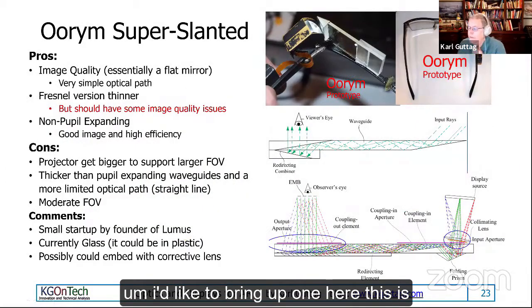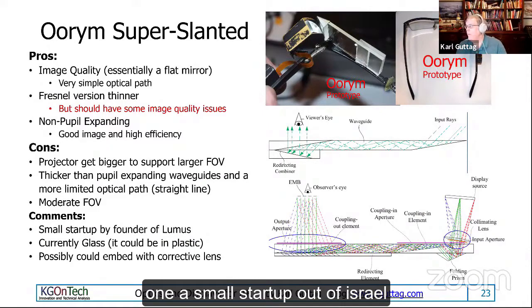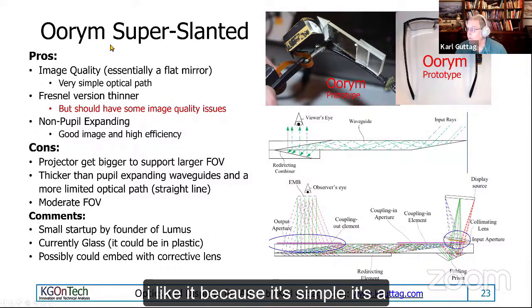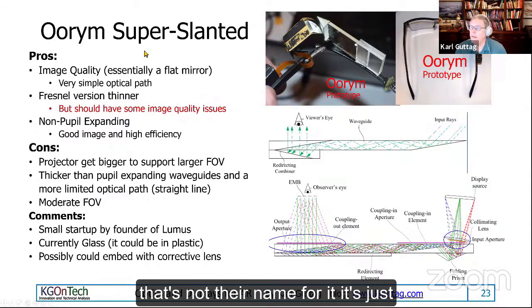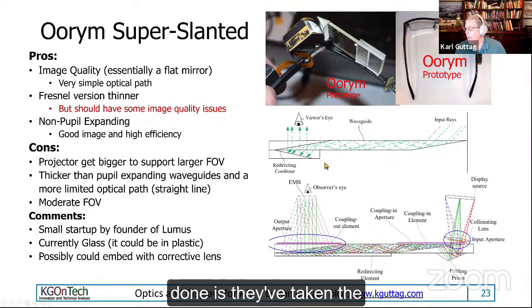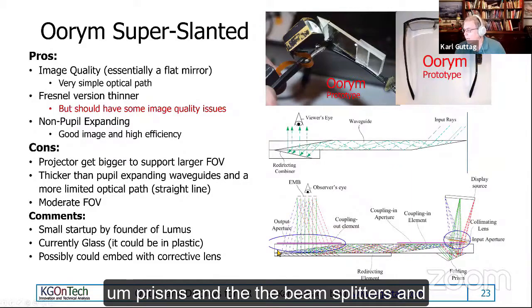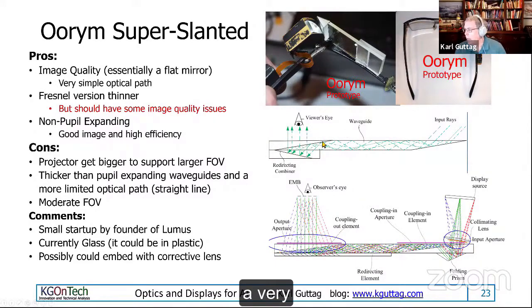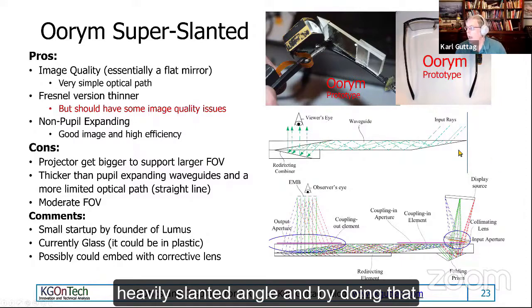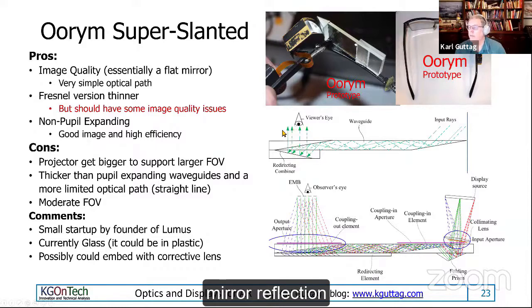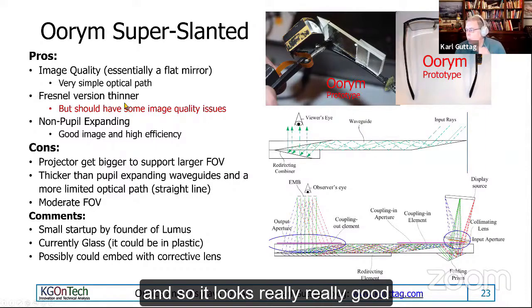I'd like to bring up one here. This is a small startup out of Israel that I'm quite fond of the basic concept of this. I like it because it's simple. It's a small company called Arim, and it's what I call super slanted. That's not their name for it. It's just kind of my generic naming of what it is. But what they've done is they've taken the prisms and the beam splitters and stuff like that and put them at this super slanted angle, a very heavily slanted angle. And by doing that, they're still able to optically get you effectively a mirror reflection. And so it looks really, really good.